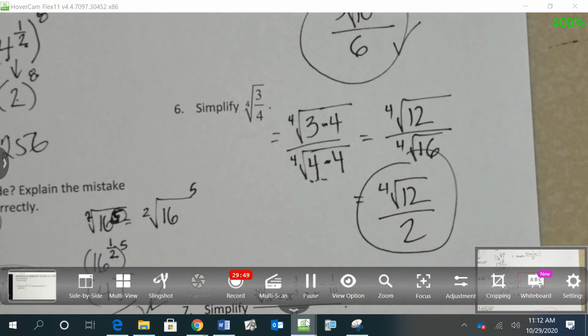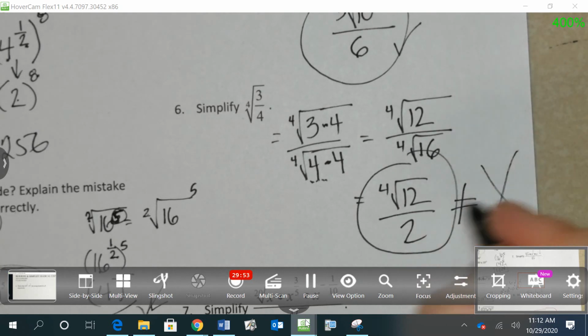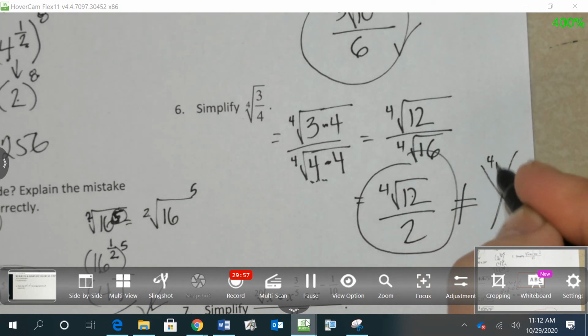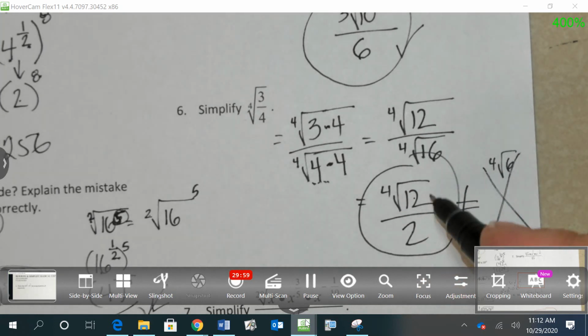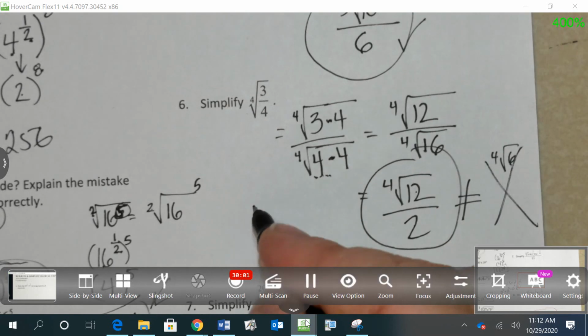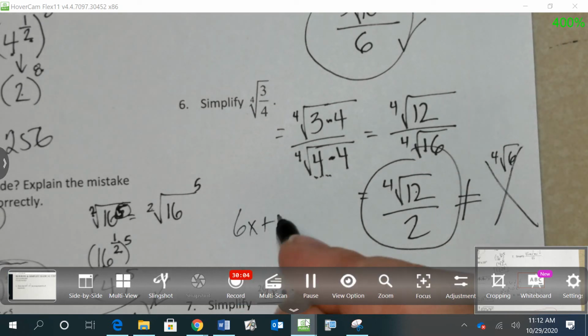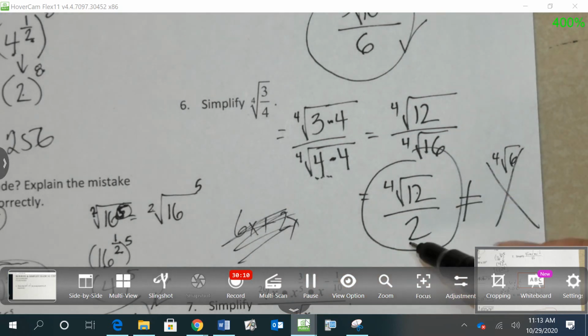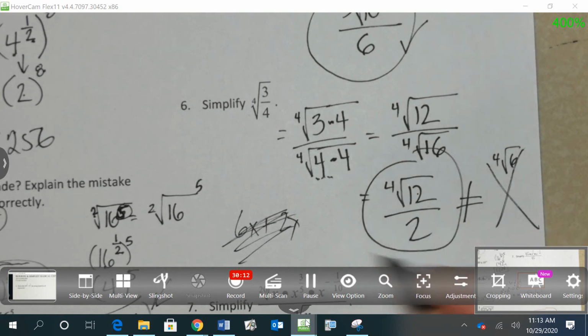A really common mistake is that students, this is not correct, but students want to write, okay, well, 12 divided by 2 is 6, so I think this is my answer. These are not like terms. It's like telling me that you could take 6x and add 2 to it. It doesn't have an x. You guys know that. You can't combine them. You can't combine this. One of them has a radical, one of them doesn't. I can't divide them. This is my final answer.